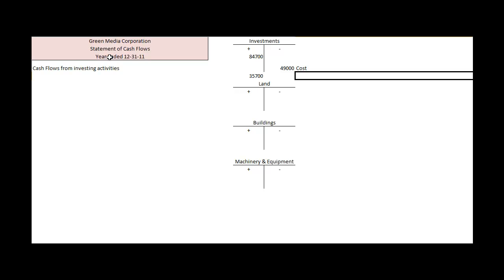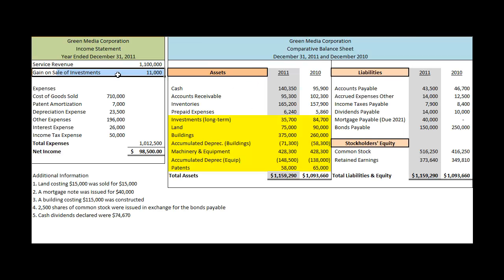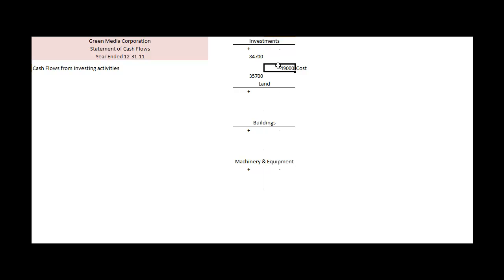But what this number represents is the cost, and not necessarily the cash that flowed. And we want to get on the statement of cash flows all the cash that flowed from this change in the account right here. But this is just my cost. So when I sold this investment, I received more cash than this actually, and the reason I know that is because I had a gain of $11,000. So what I'm able to pull out of here is that the cost went down by $49,000, but I had a gain which adds $11,000 to the $49,000.